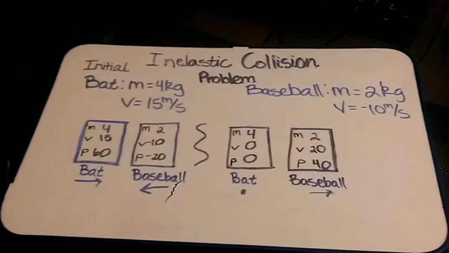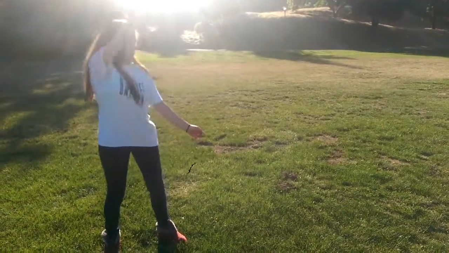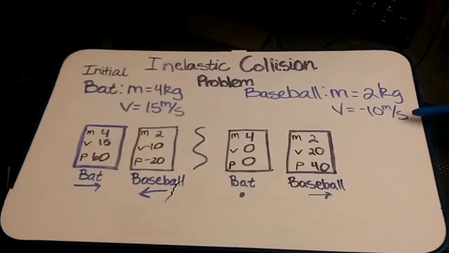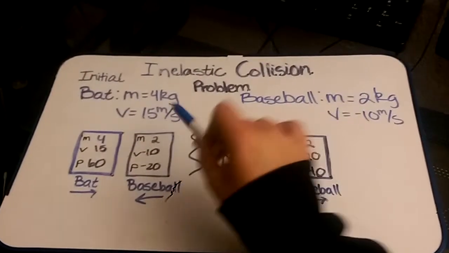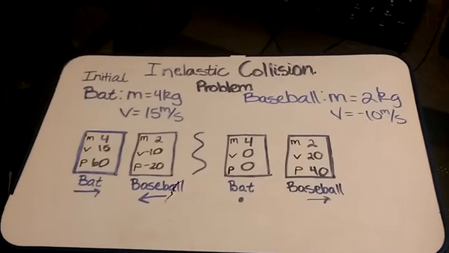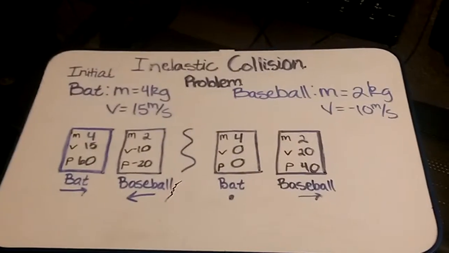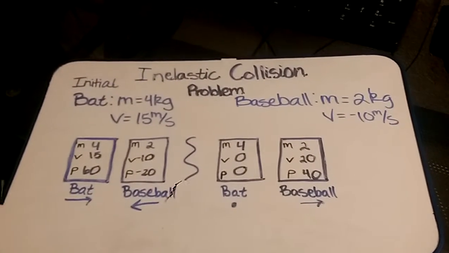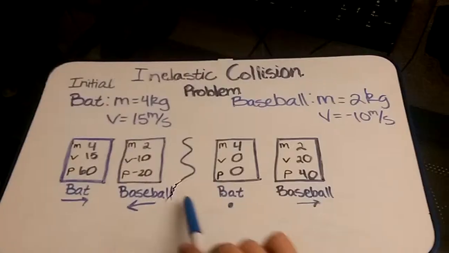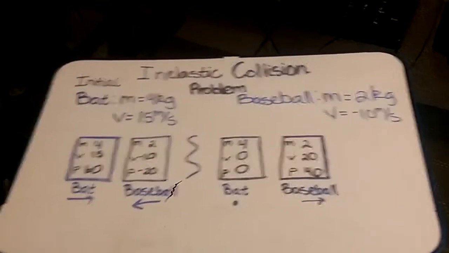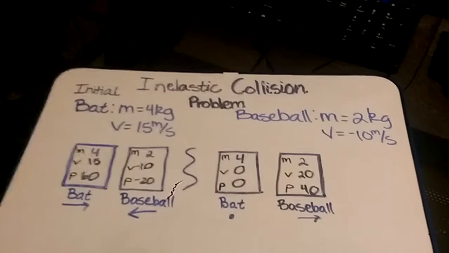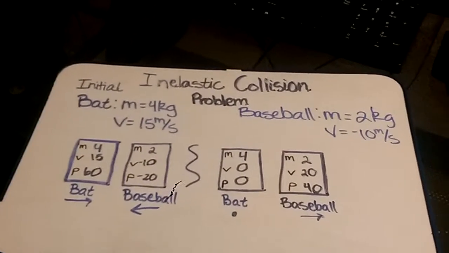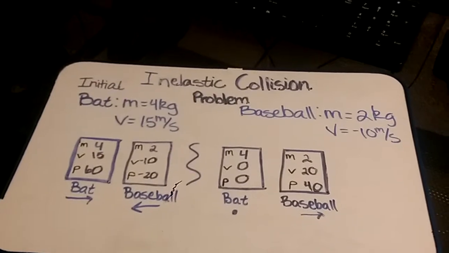In this collision problem, I threw a 2 kilogram baseball at 10 meters per second to Andreas, who swung a 4 kilogram bat at 15 meters per second. To find the final velocity of the baseball, you use MVP tables to recreate the collision. For this particular collision, since it's an inelastic collision, it requires two MVP tables after the collision, which is represented by this little squiggly line. For the first two boxes, you need to plug in the corresponding measurements given in each object. Then find the momentum by using momentum equals mass times velocity.